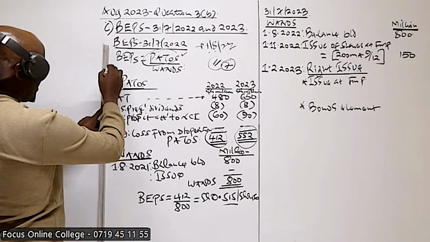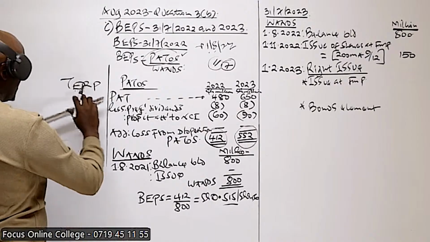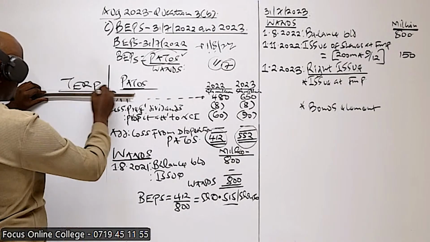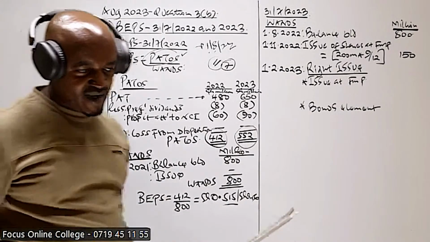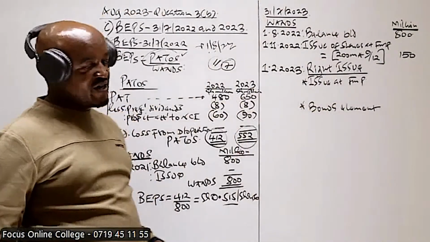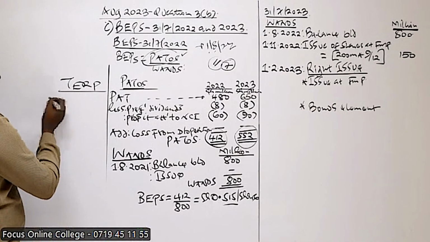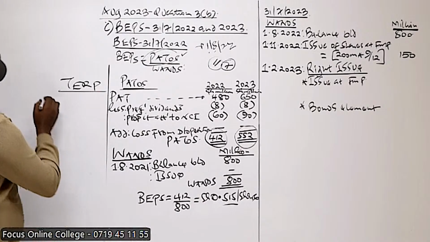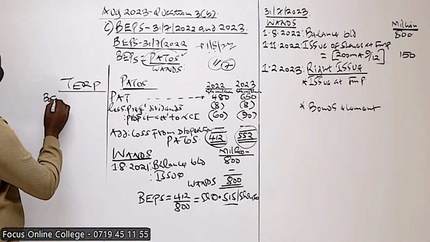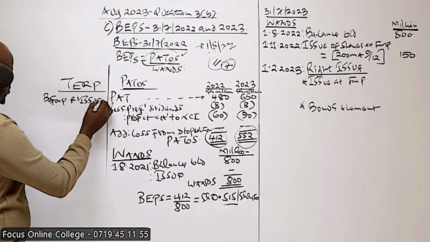Basically, that is something we have referred to as the theoretical ex-rights price. The theoretical ex-rights price, we have said, is the expected market price per share after the rights issue. There is a very, very simple approach of computing this. First of all, we determine how many shares had been issued by the company before the rights issue.